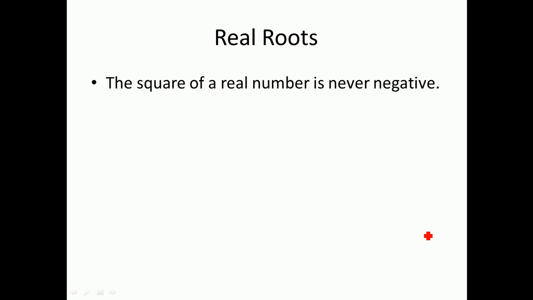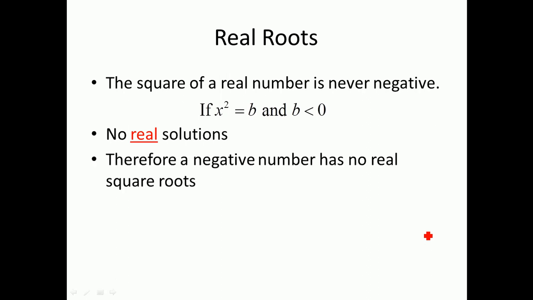One rule you'll get is that the square of a real number is never negative. So you'll never square a number and get a negative number. It'll always turn into a positive. So if you look at the equation x squared equals b, if in fact b is negative, you have no real solutions. There are solutions to it, but we'll get to those a lot later. So a negative number has no real square roots. You can't take the real square root of a negative number.